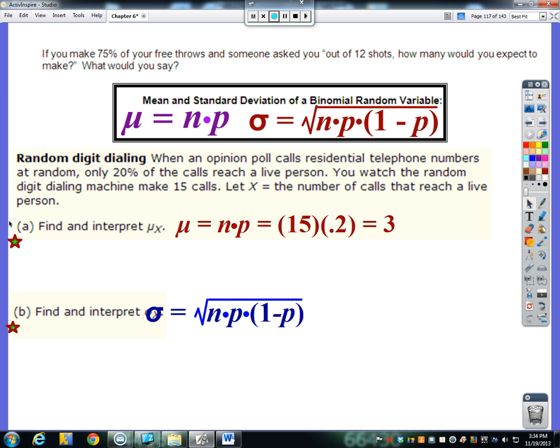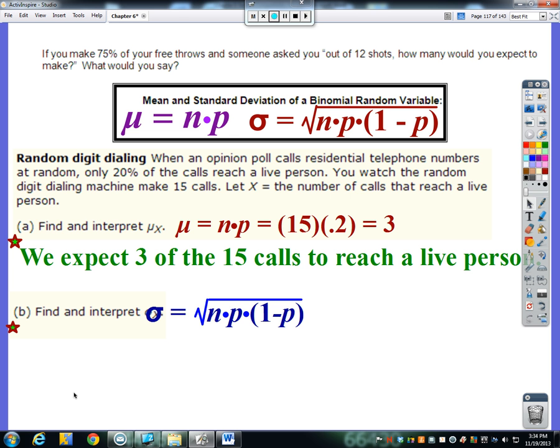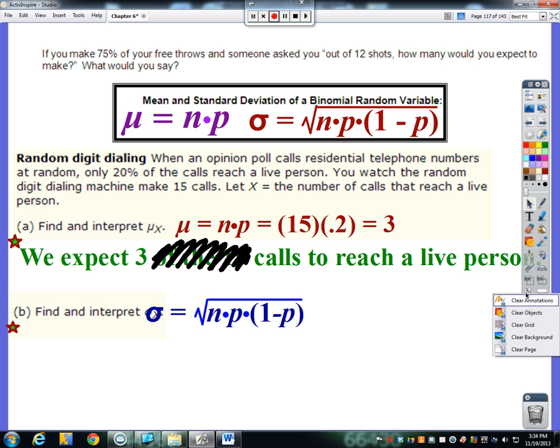Now, to interpret the 3, this is what we would say. We would say we expect 3 of the 15 calls to reach a live person. Now, I have seen in the past where some people start to get a little sloppy, and they say we expect 3 calls to reach a live person. But you have to say what your denominator is there, 3 out of how many, so don't just leave that part out. Say how many out of how many that you would expect to happen.